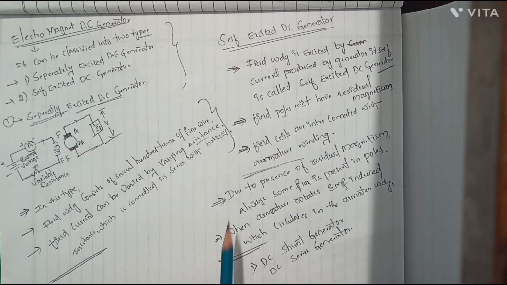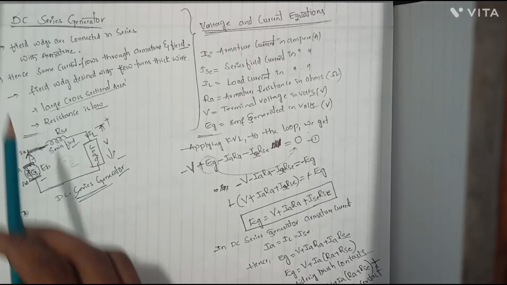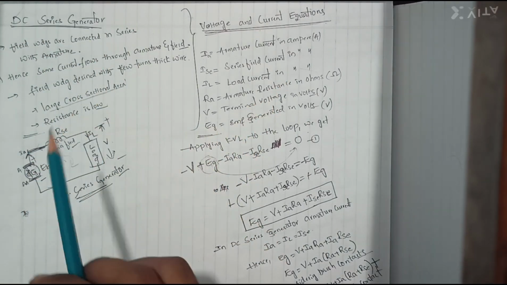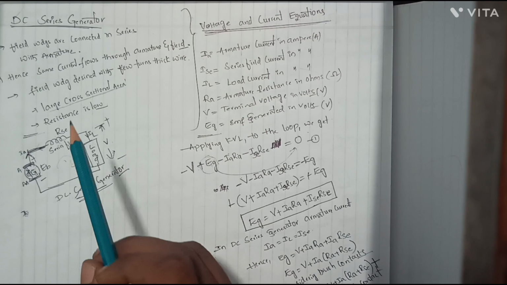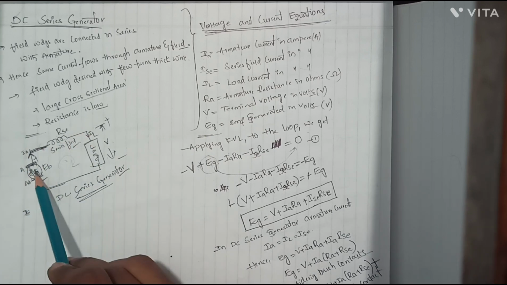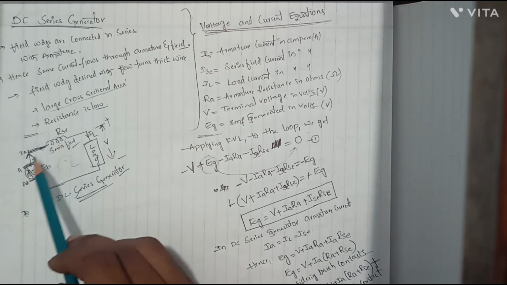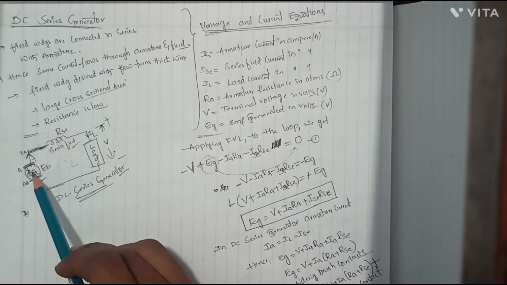Okay, self-excited DC generators can be classified into three types: DC shunt generator, DC series generator, and DC compound generator. Let us discuss the DC series generator. A DC series generator means the field winding is connected in series with the armature. This is the field winding, this is the armature, and this is the load. The load is connected across the armature, and the field winding is connected in series with the armature.